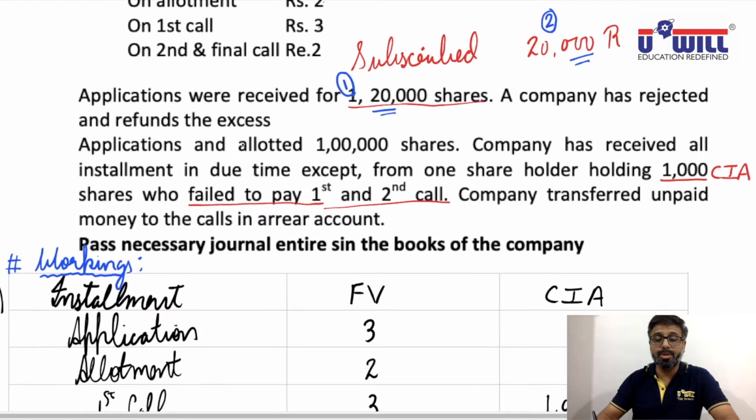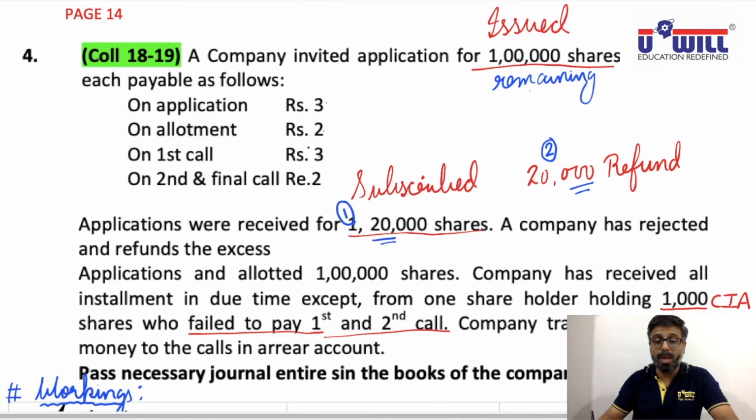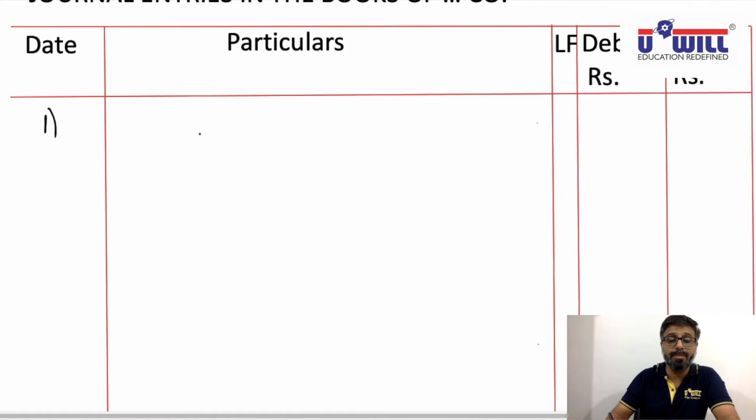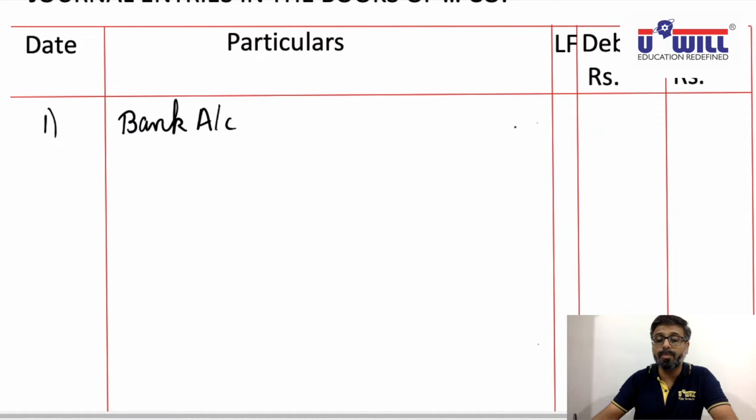So as I said to you, first entry we will pass with 1,20,000 shares. 3 rupees is application money. So we have received 1,20,000 into 3, 3,60,000. Bank account debit. Okay, all of you write down bank account debit to equity share application account.